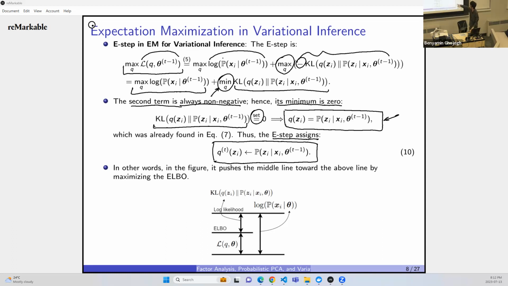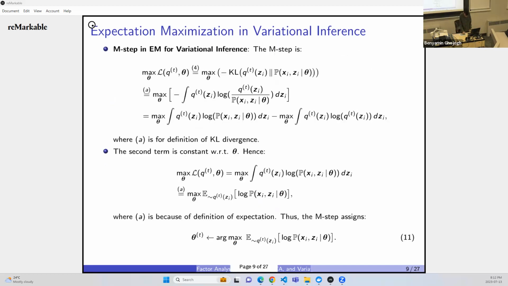Let's see it in the visualization. What do we mean? It pushes the middle line toward the above, so it pushes this above to make the lower bound tight by maximizing the ELBO. We want to maximize the ELBO.